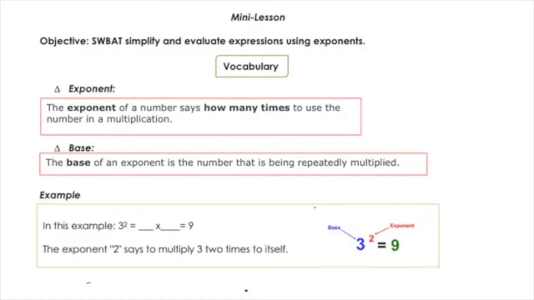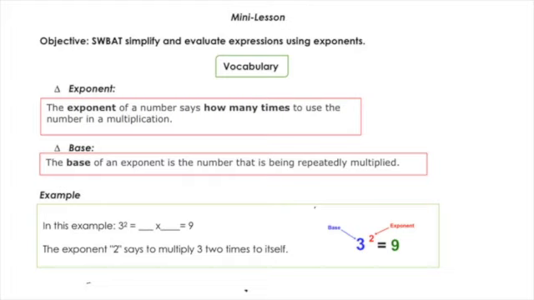So what is an exponent? Well, an exponent is a number that says how many times to use that number in multiplication. And the base of an exponent is a number that's being repeatedly multiplied. So in this case, we have 3 to the second power, or 3 to the power of 2, and that's the way we pronounce it. Your base, in this case 3, to the power of your exponent, in this case 2.